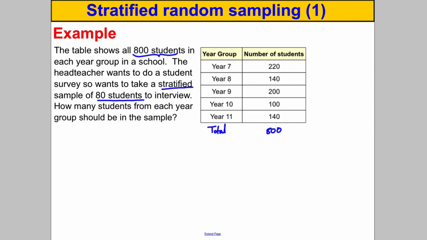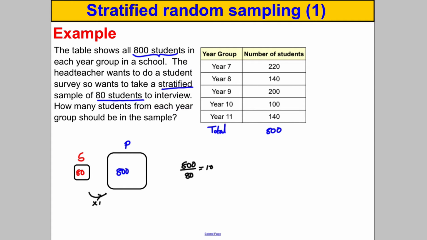Now I always like to draw a picture for this to understand what's going on. I draw a little picture as follows. There's a little box there for my sample and a big box for my population. I call that S for sample, and we know we want 80 students in our little sample, and the population I call P, and I know there are 800 students in the population. Now I want to work out how many times bigger the population is than the sample, so I do 800 divided by 80, which gives me 10. That tells me that if I multiply the sample by 10, I get the population, and if I divide anything in the population by 10, I would get my sample.